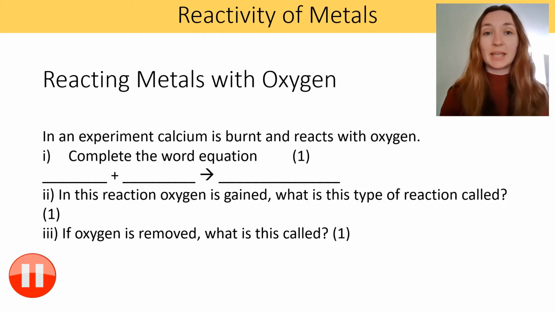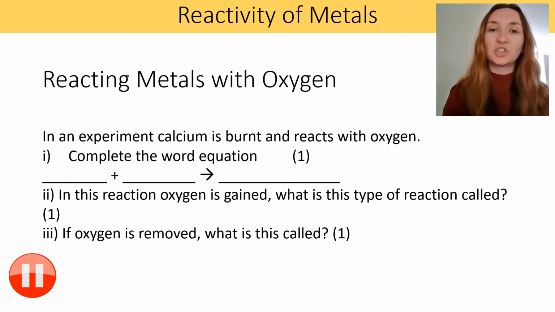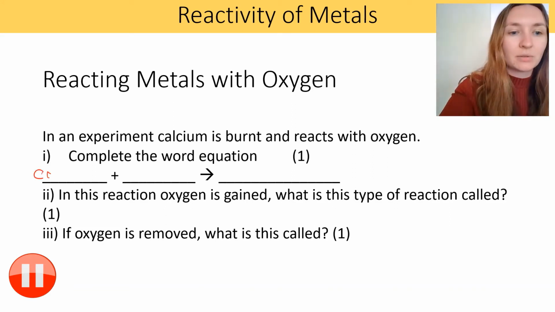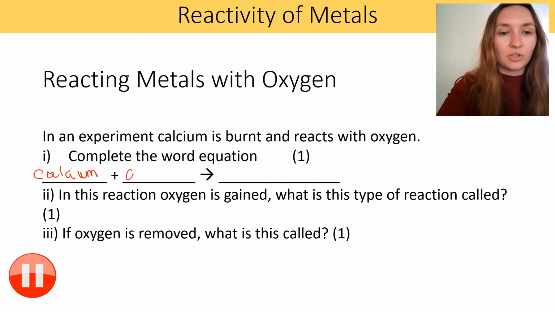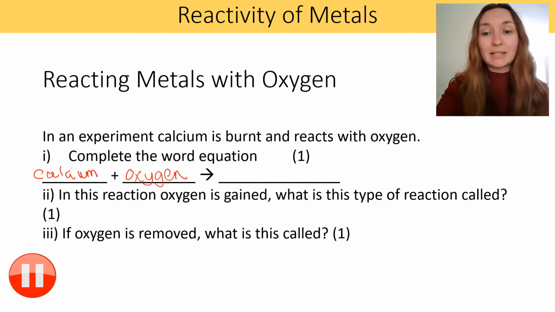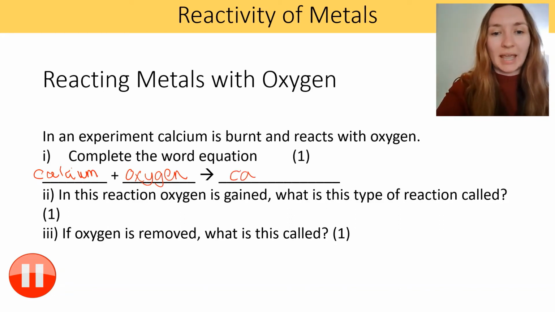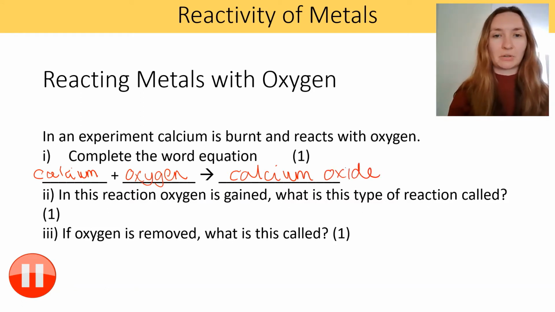So it's telling us that in the experiment calcium is being burnt and it's reacting with oxygen. Our general equation is that a metal reacts with oxygen to form a metal oxide. So in this case, our metal is calcium, so I'm going to write calcium in this gap here. And I know that it's reacting with oxygen, so that's going to be the other reactant. Now I know that a metal oxide is formed, so in this case my metal oxide is going to be called calcium oxide. So well done if you got that word equation correct.